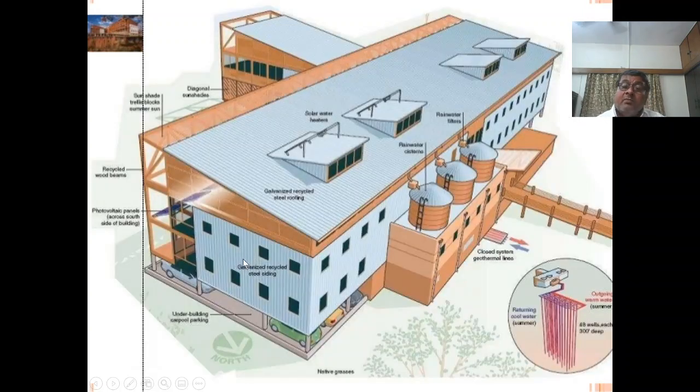Here is also one typical example of a green building. You can see it. These are closed systems, geothermal vents. These are natural grasses here. Then underground parking. You can go through these slides and see the features of the green building.